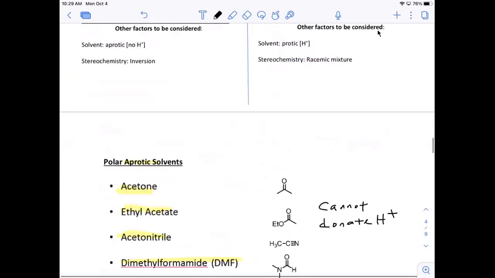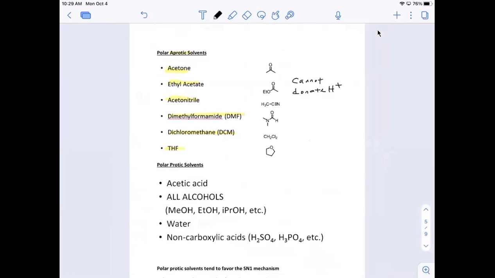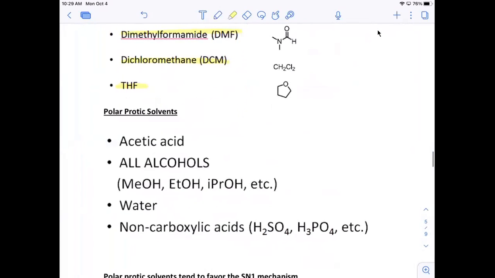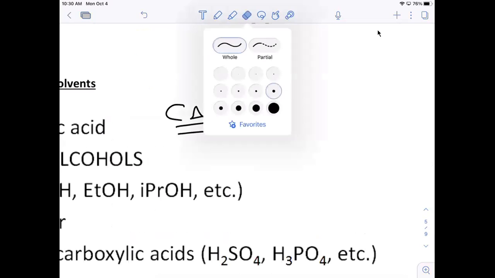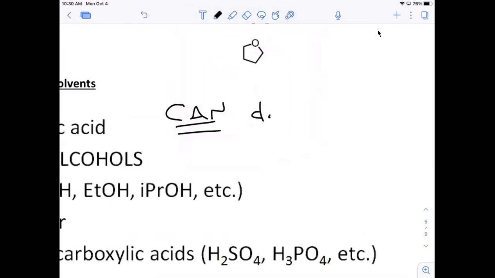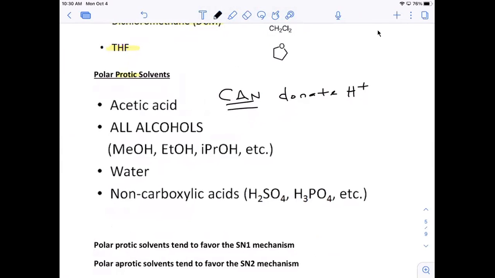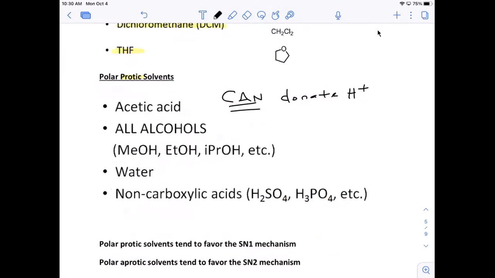So this is just a matter of committing these to memory, protic versus aprotic. Notice for protic solvents, these are the exact opposite. They can donate. Anything protic can donate H plus. So any type of alcohol, acids, water, carboxylic acids, all those are protic. They all can give up H plus. So they're acidic, and they give up H plus to your nucleophile, and that's not good. So let's talk about that.